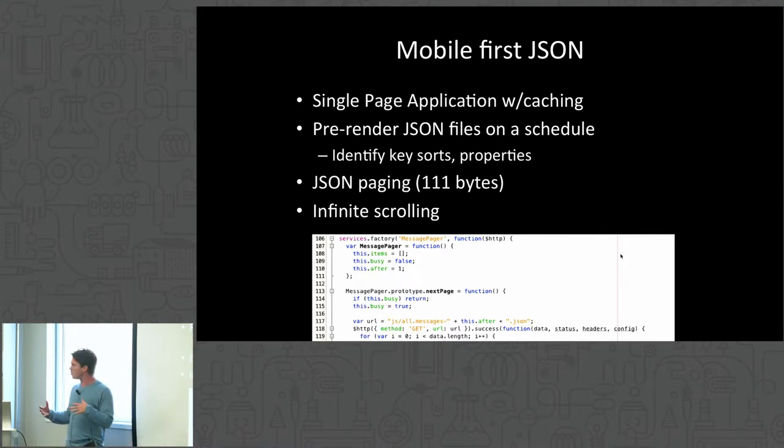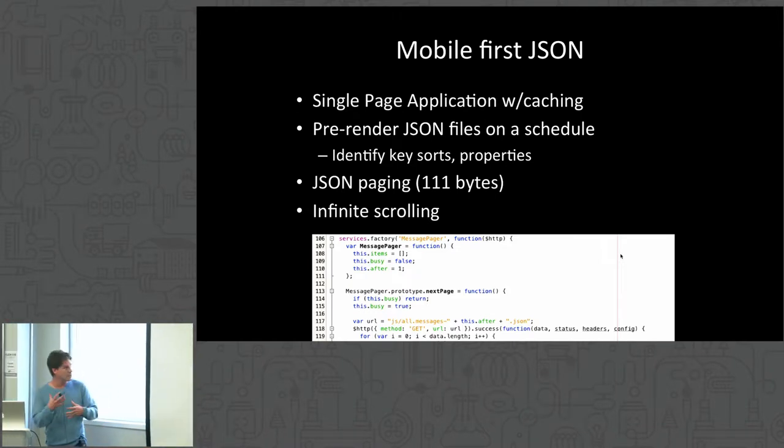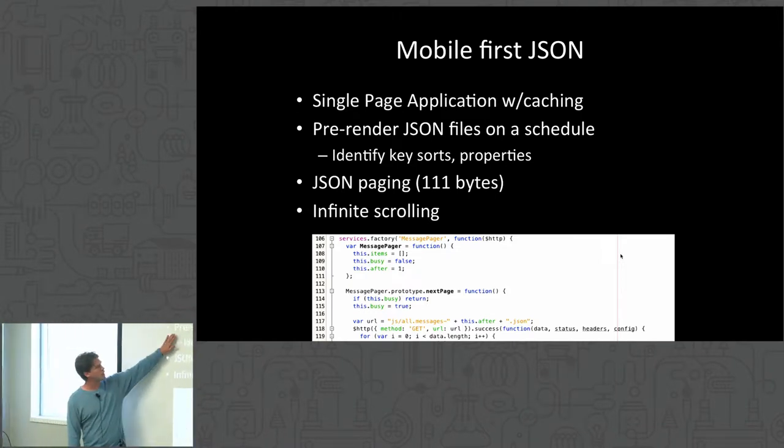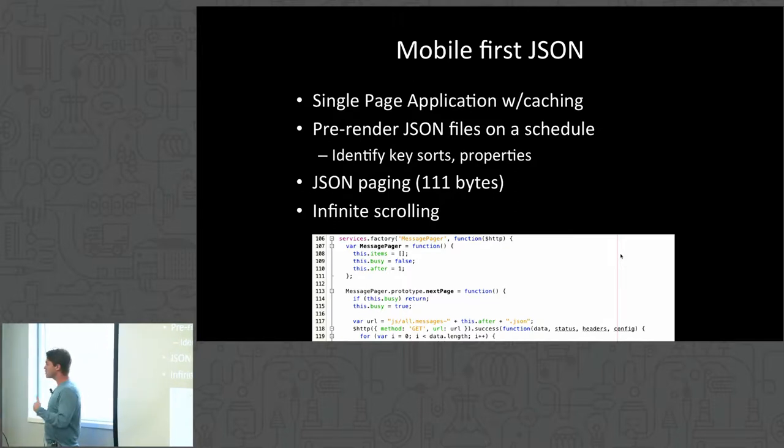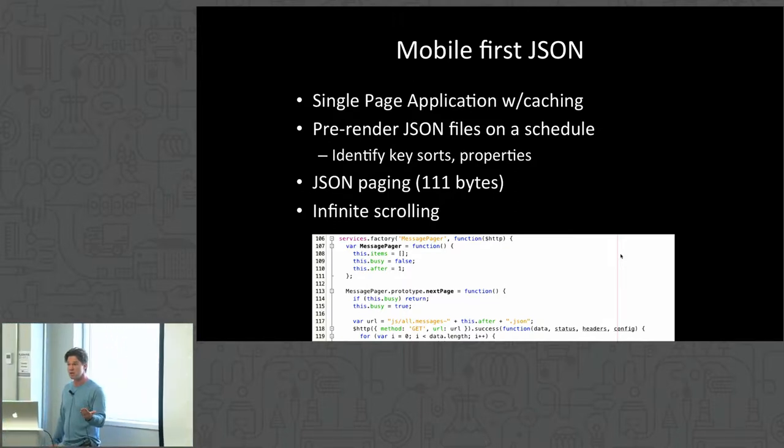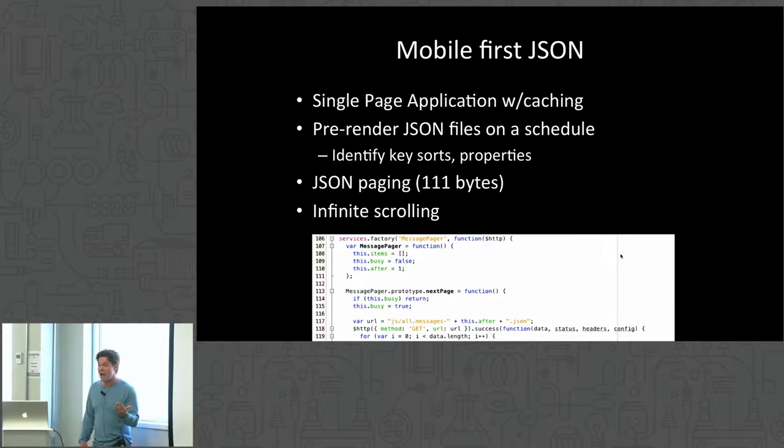I mean, I could go back to old school where we're just writing to file systems, which is awesome. Or MongoDB, there's a lot of different options. But in this case, the goal was not necessarily the database, it was to decouple the database. So I pre-rendered the JSON files, and I had to identify the key sorts ahead of time, because moving that much data around is a lot. So what are the properties that we need exposed?